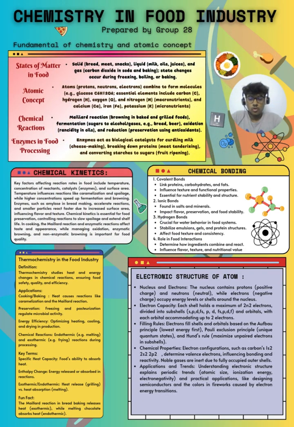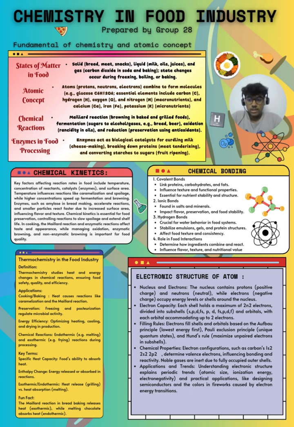Greetings everyone. I'll be explaining about the fundamentals of chemistry and atomic concept. There are four parts in this, and the first one is states of matter in food. As we all know, there are three types of states of matter, which are solid, liquid, and gas. All these states of matter change during a few types of processes, which are freezing, boiling, or breaking. As we know, solids are bread, liquids are milk, and for gases, examples are carbon dioxide in soda and baking.